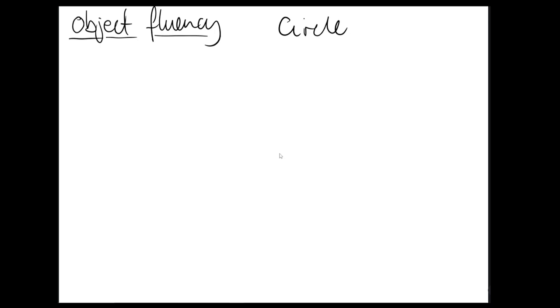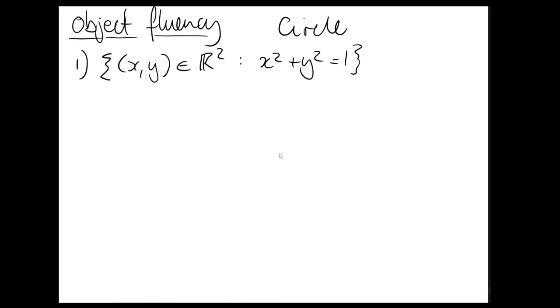I have four different ways of expressing a circle here. They're not exhaustive. There are lots of other ones that you can use if you really want. Our first one is the set of (x, y) as a subset of R2, so each of these is an element of R2, such that x squared plus y squared is equal to 1.